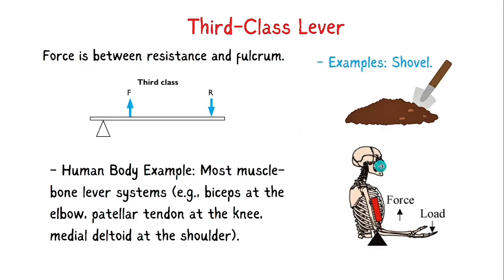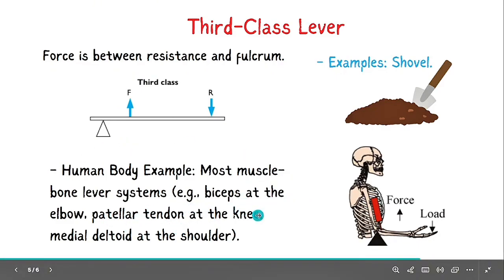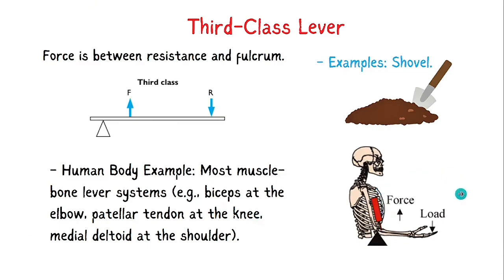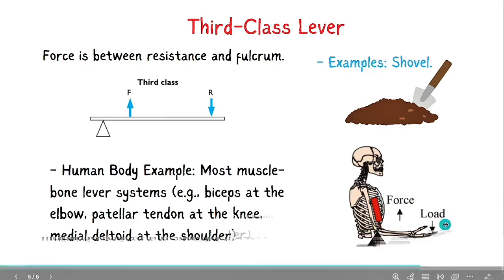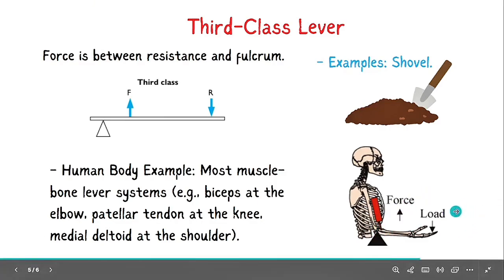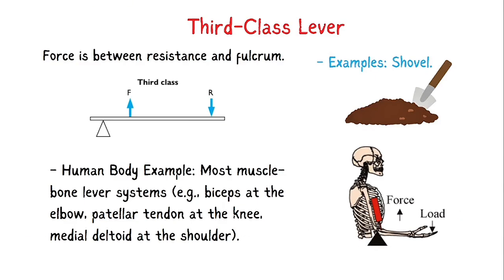In the human body example, we have some muscle bone lever systems like biceps at the elbow, patellar tendon at the knee, medial deltoid at the shoulder. Let's see biceps brachii during elbow flexion in detail. That can be when you are lifting a dumbbell. Here, the fulcrum is the elbow joint. Here, the effort is provided by the contraction of the biceps brachii inserting on the radius. Here, the load is at the far end of the lever.